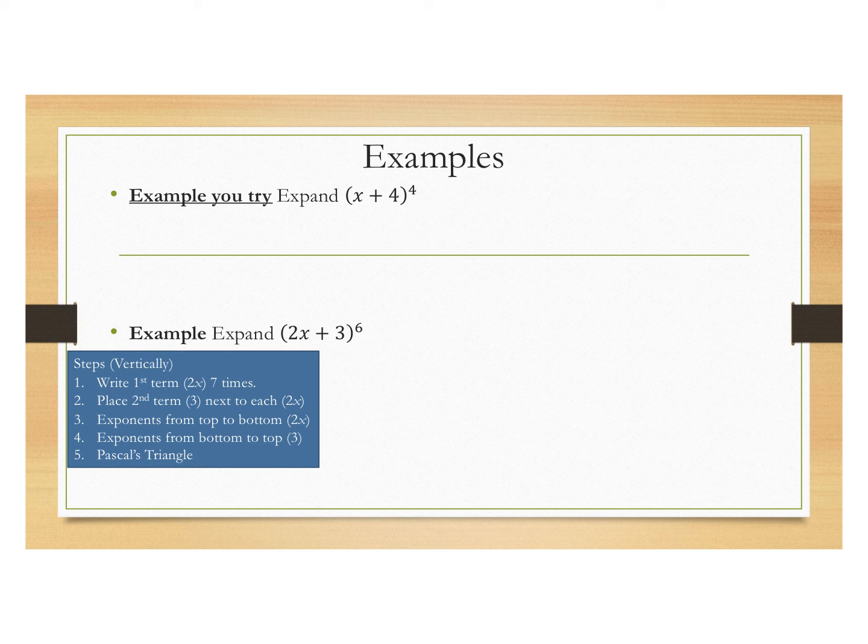Take a minute and try this example. Hopefully for this one you found x to the 4th plus 16x to the 3rd plus 96x squared plus 256x plus 256.